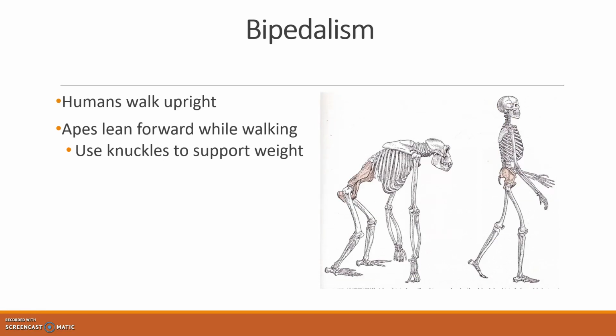One characteristic that humans have and apes do not have is bipedalism, which simply means walking upright. Apes have to lean forward while walking, and they have to use their knuckles to support their weight. As you can see here in this picture, an ape is leaned forward and they have long arms used for walking. And here you can see a human just walking upright with only their two legs.